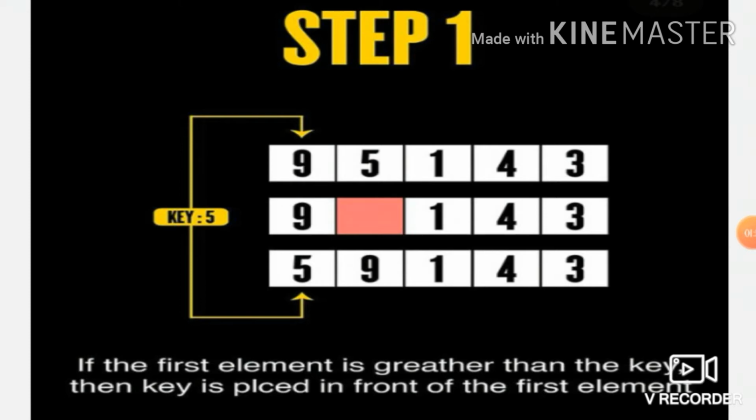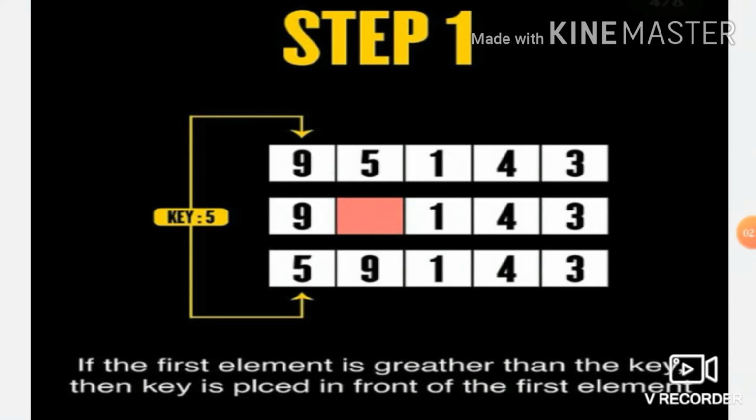Basically, in insertion sort, an array contains a sorted part. We have to take the array as sorted and unsorted. The first element is taken as sorted, which we should not compare, and the others are unsorted. Here we have an array of size 5 with elements 9, 5, 1, 4, 3.